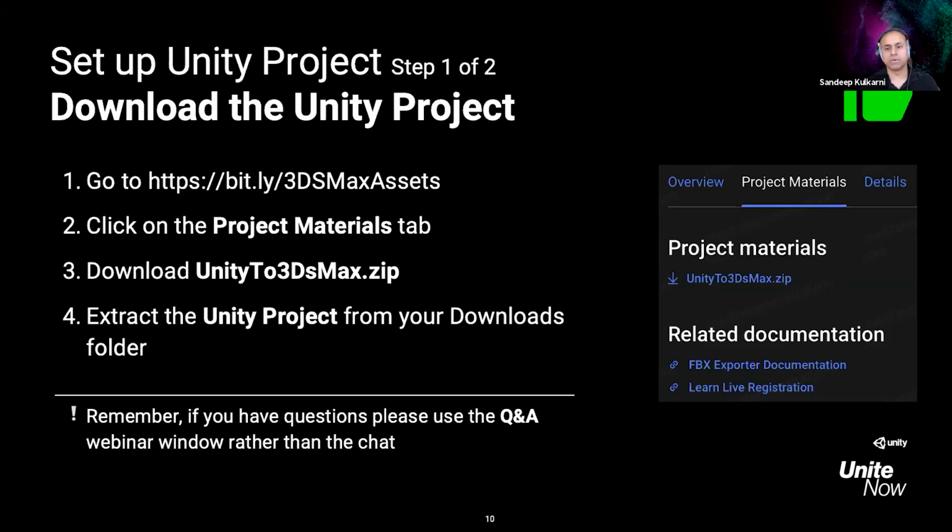And wherever your computer is set to download, make sure you look at that downloads folder and you download the Unity to 3ds Max.zip file. And after that, make sure you extract the Unity project from your downloads folder. So let's give them a little bit.